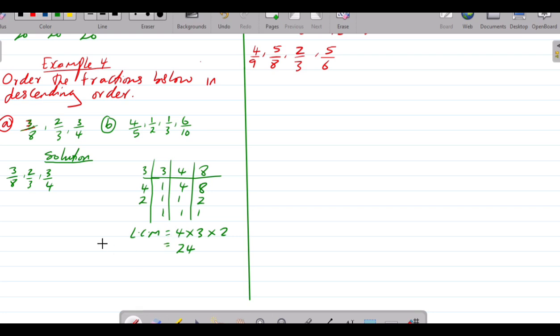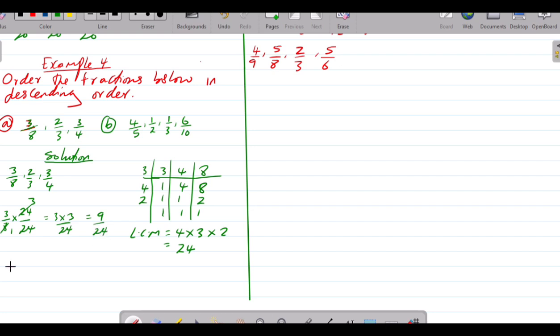So the next thing we need to do is to take each fraction given here and we multiply it by the lowest common multiple we just derived. So we have 3 over 8 multiplied by 24 over 24. Multiply the numerator by 24 and the denominator by 24. So 8 in 8 is 1 and 8 in 24 is going to give us 3. So multiply that, that's 3 times 3 over 24, and that will give us 9 over 24.